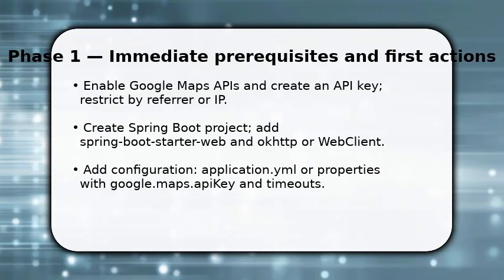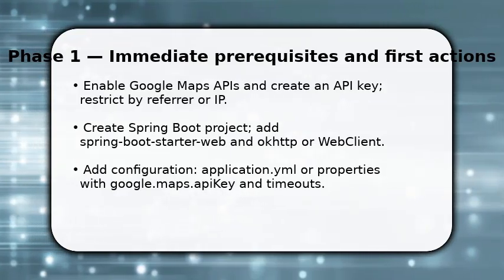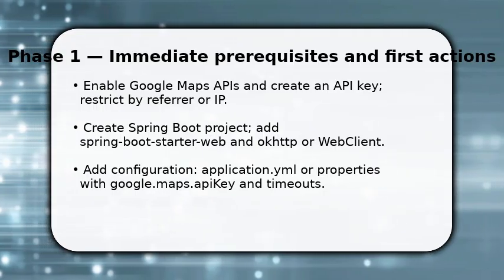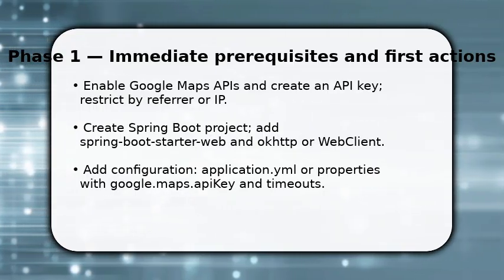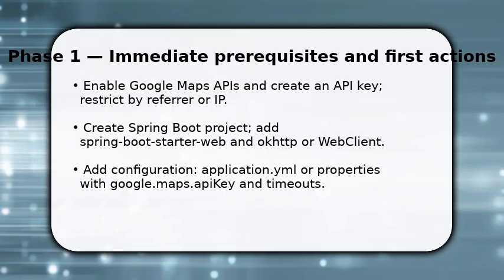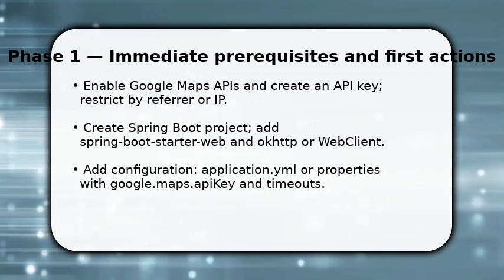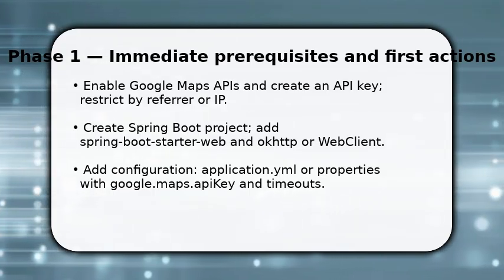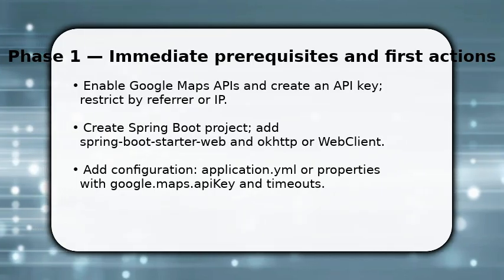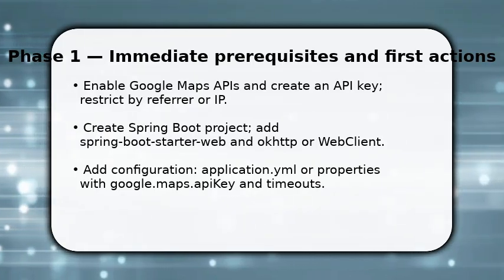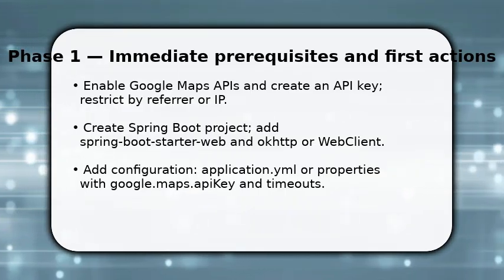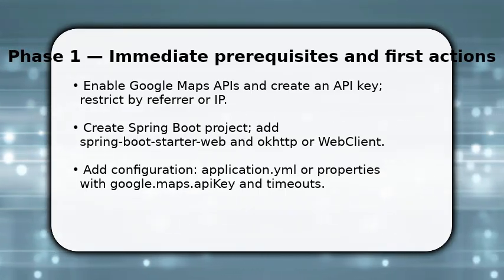You begin by getting an API key and locking it down. This prevents quota abuse. Once done, create a Spring Boot app with web support and add an HTTP client dependency, WebClient or OkHttp for async calls. Make sure to store the key in application.yml or environment variables, not in source. You should also configure request timeouts and a base URL property. Doing this early simplifies testing and keeps secrets safe while you prototype.